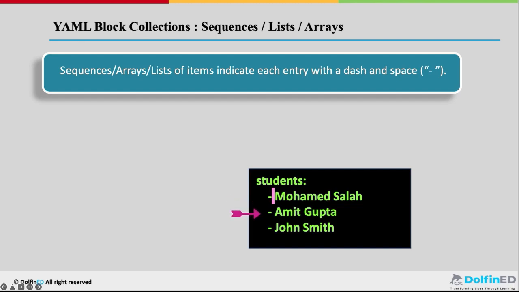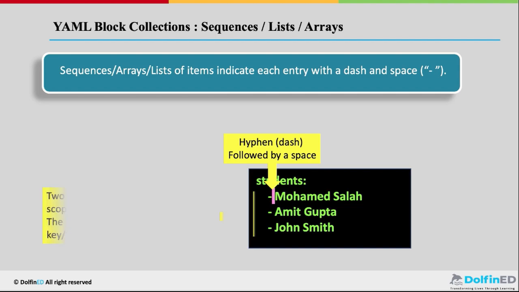And then you have another hyphen, which means this is a second item in the same list, and then a space, and then a name in this case. And then I have a third hyphen, which means this list has 3 items, and then I have the string that represents the third value. So we need to be careful about the hyphen or the dash. This is very important, followed by a space.